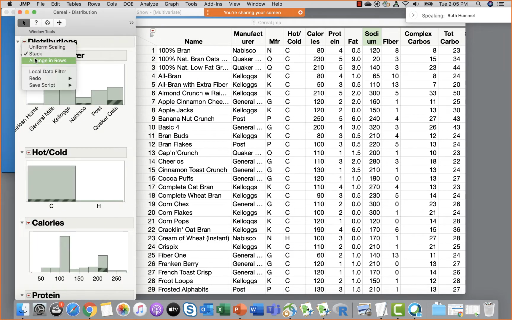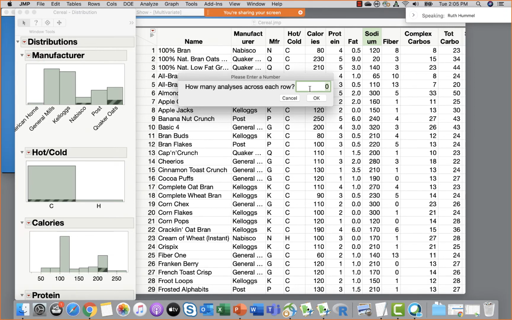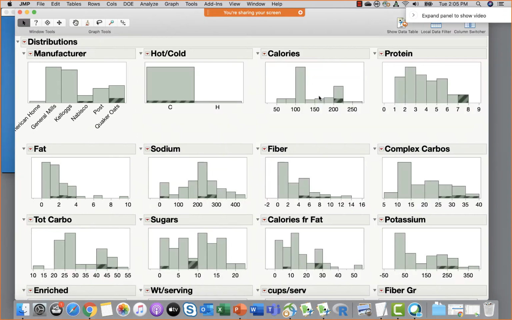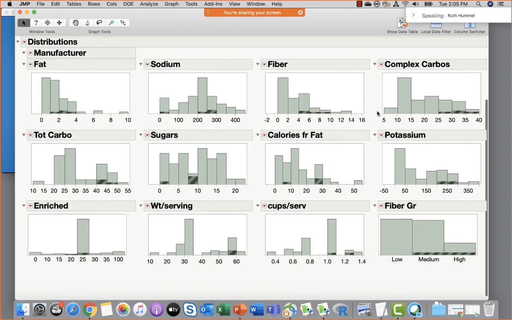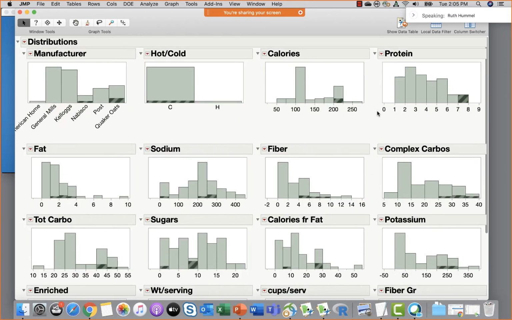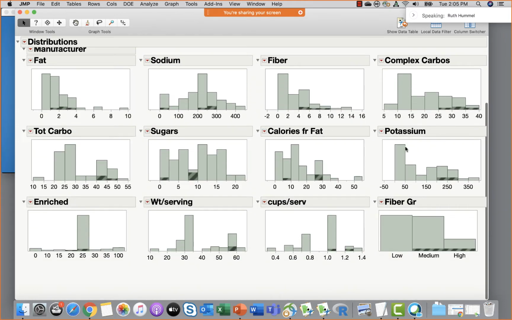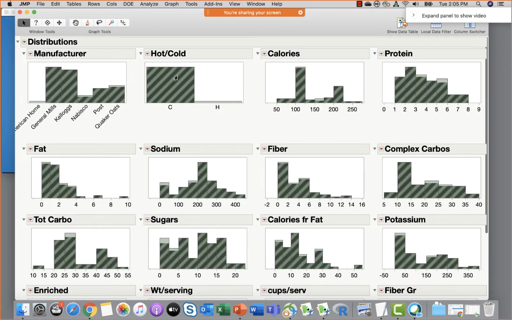And I've got a bunch of these. So here's a tip. If I want to arrange these in rows, I could put them in like 4 across. Now it's a little bit easier for me to see them all on just scrolling one page instead of down and down and down. And again, everything's interactive. So I can see that almost all the cereals are cold. There's only a few that are hot cereals.